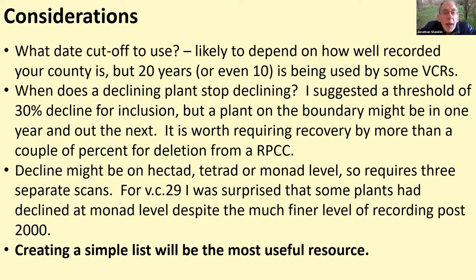And then there's the scale on which the decline takes place. It might be on a hectad, tetrad or monad level. And so you need to look at those three criteria separately. And certainly for my own county, I was very surprised that some plants had actually declined at a monad level, despite the much finer level of recording post 2000.